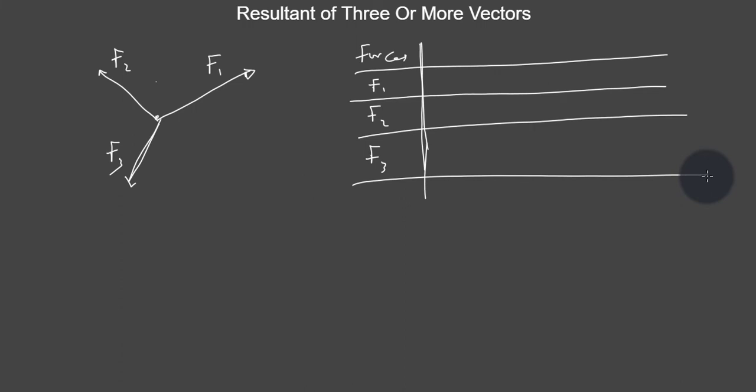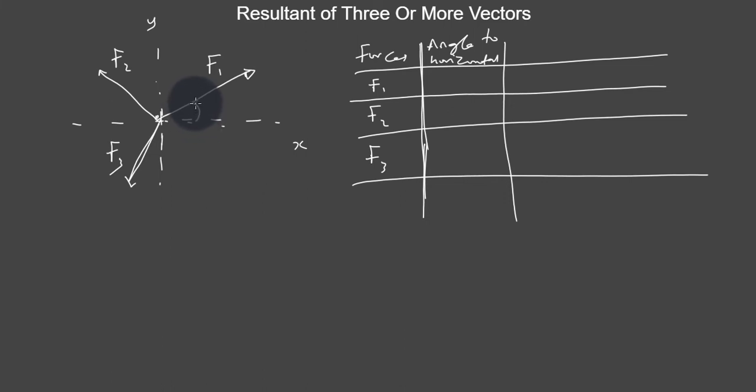The next thing you want to do is define the angle. What's the angle to the horizontal plane? In other words, the angle to the horizontal axis. Let's define this to be the axis. This is the y-axis, and this is the x-axis. The angle to the horizontal is this, which is theta. Let's call it theta 1. So this will be theta 1.